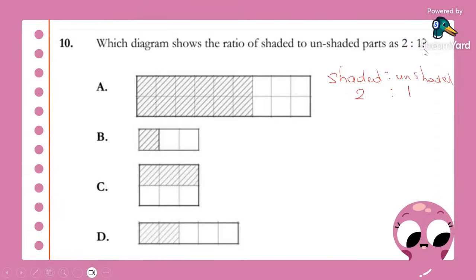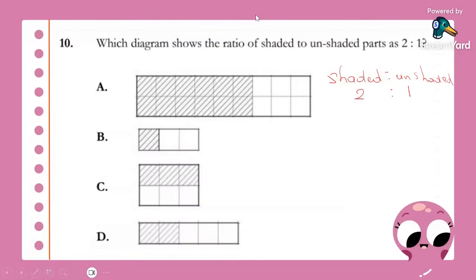Which one do you think? People are saying A. Okay, people are saying B. All right. Persons are saying A, B. Someone said C as well. Okay, let us explore this.